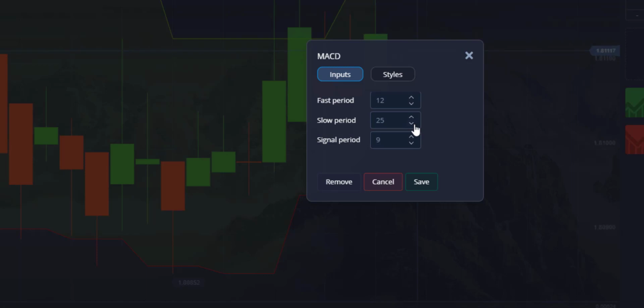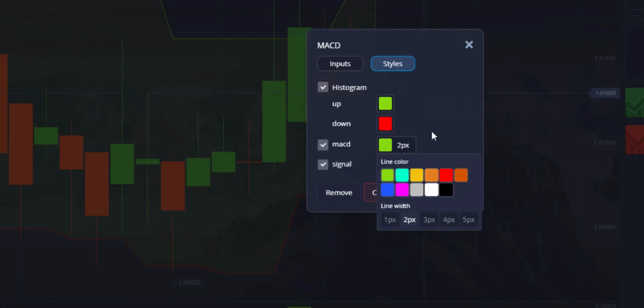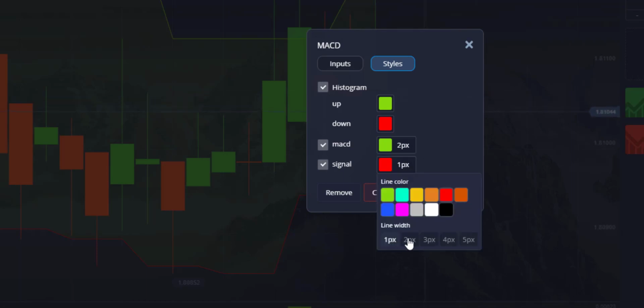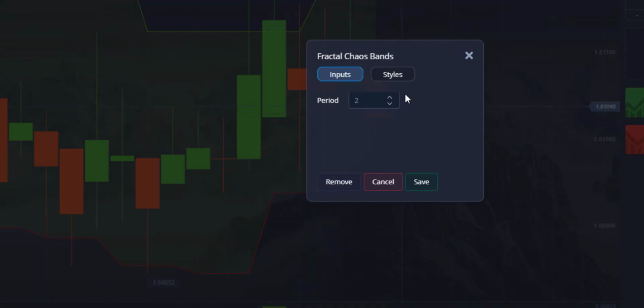We go to the MACD settings, select 17, 7, and 5, and then select 2 pixels. Go to Fractal Chaos Band settings and choose 1 and save.